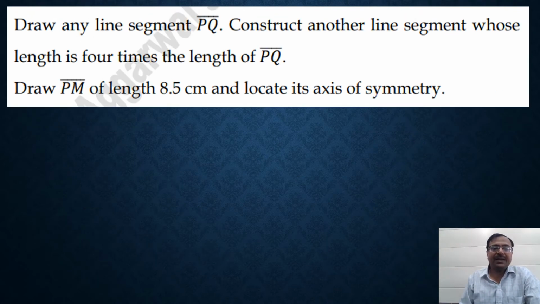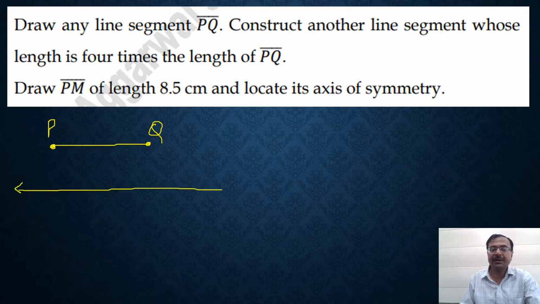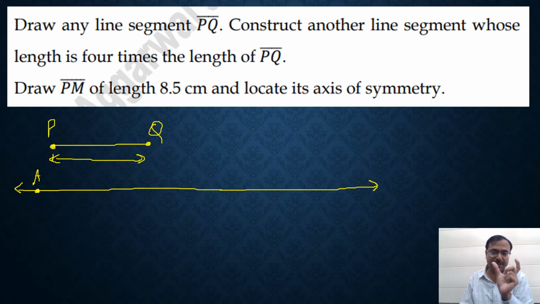Now, in another question, draw any line segment PQ, construct another line segment whose length is 4 times the length of PQ. Just like you constructed double, you can construct the 4 times also. So PQ, this is the original line segment, and now you can draw a big line like this and start with a point A. Open the compass from here to here. This length is to be taken in the compass. The radius is to be taken as PQ.